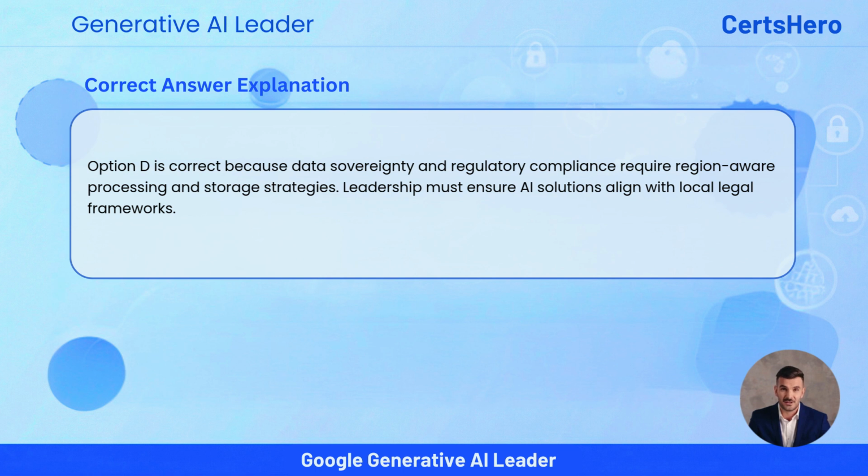Option D is correct because data sovereignty and regulatory compliance require region-aware processing and storage strategies. Leadership must ensure AI solutions align with local legal frameworks.